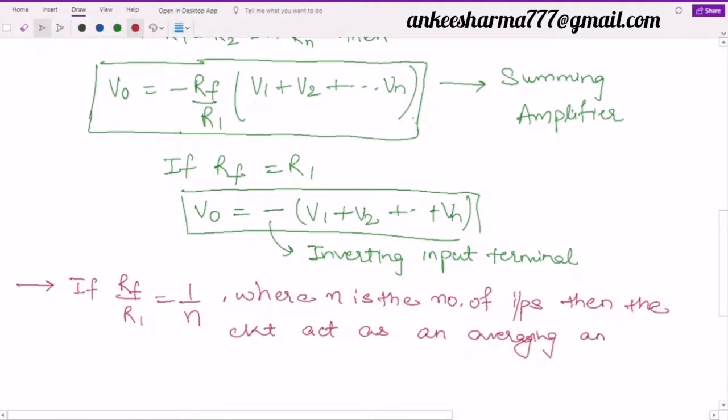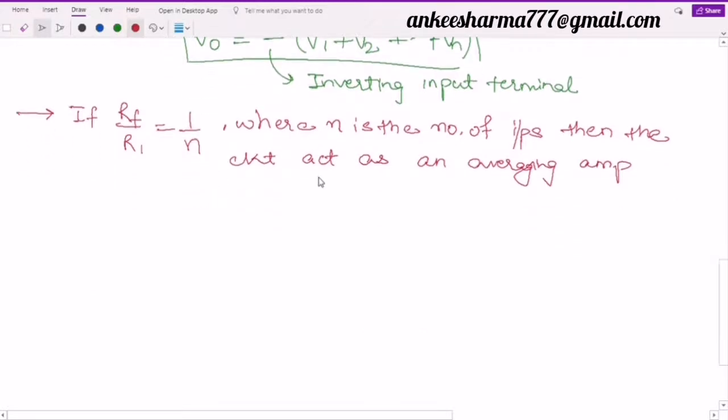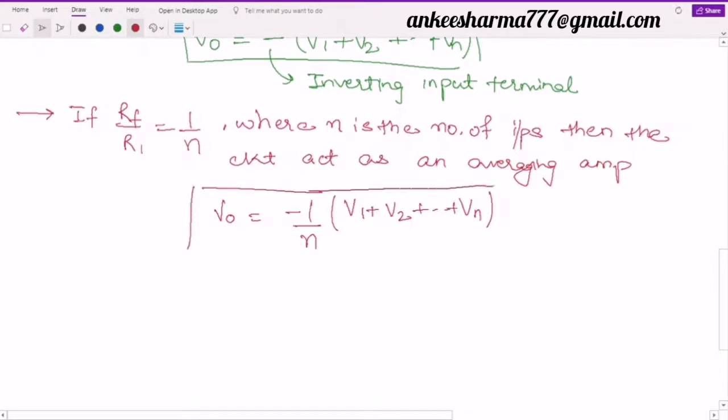Averaging amplifier. So what you will find, once you make this Rf by R1 equal to 1 by n, your output voltage will be V0 equal to minus 1 by n into (V1 plus V2 plus so on up to Vn). So this is the case of my averaging amplifier, and the condition for this is the summing amplifier. In the summing amplifier, if I make my ratio of Rf by R1 equal to 1 by n, then it will become my averaging amplifier.